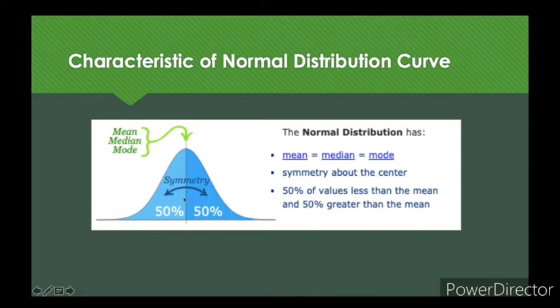Okay, next. We are going to discuss the characteristics of the normal distribution curve. The first one: the shape of the normal distribution curve, or graph, is a bell shape, which means the peak is in the middle, and it's symmetrical, 50% on the left and 50% on the right, while the mean, median, and mode are in the middle, and the values of the mean, median, and mode are equal.